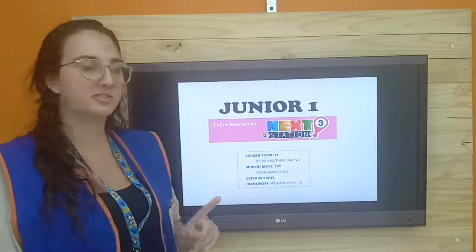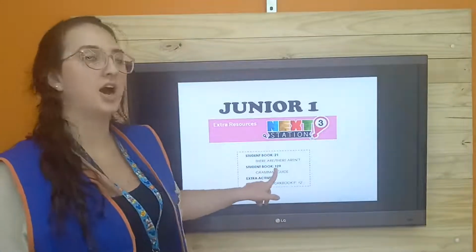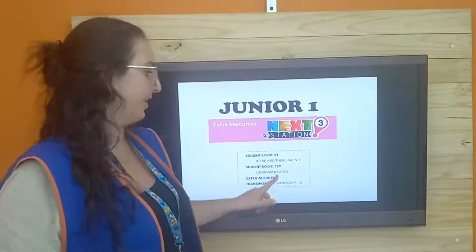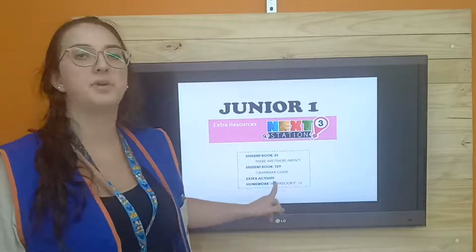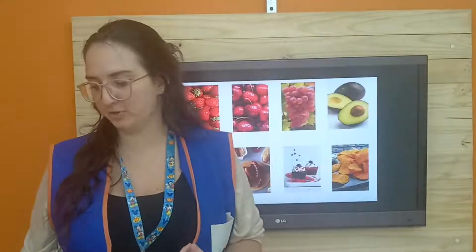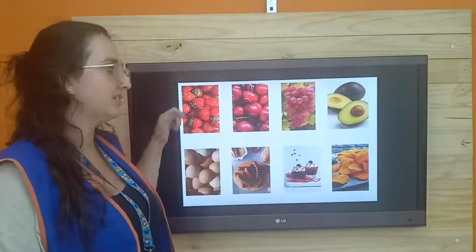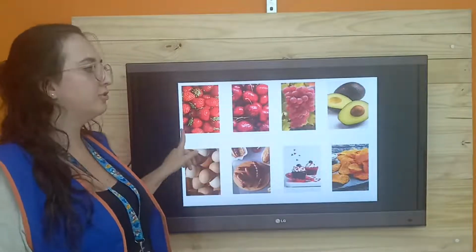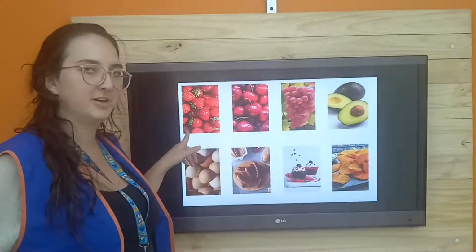And today we're going to see the student book, page 21, student book, page 129. I'm going to explain our extra activity and your homework that is going to be on the workbook. Alright? So before we start with the student book, do you remember the vocabulary we saw last class? All the fruits and food? Can you take a look at these pictures and remember the names before I put?